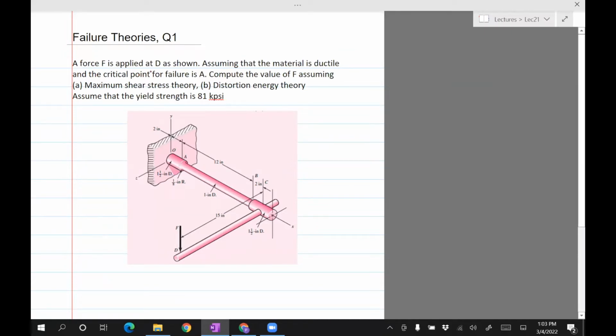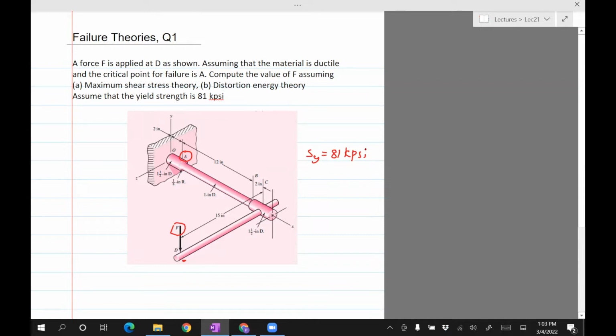A force F is applied at D as shown. It's right here. Assuming that the material is ductile and the critical point for failure is A. Okay, that's now given to you, but most times you'll have to figure that out. Compute the value of F, assuming A, maximum shear stress theory and B, distortion energy theory. Assume that the yield strength is 81 kpsi. So we are given SY, it's 81 kpsi.